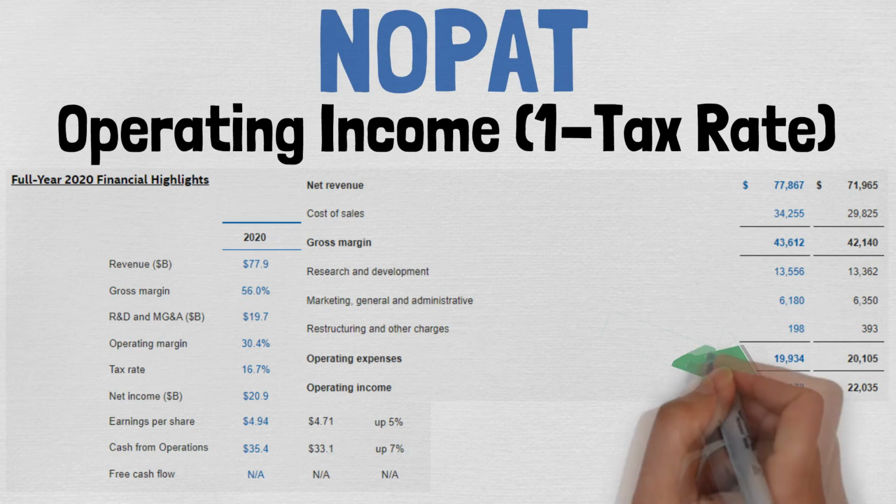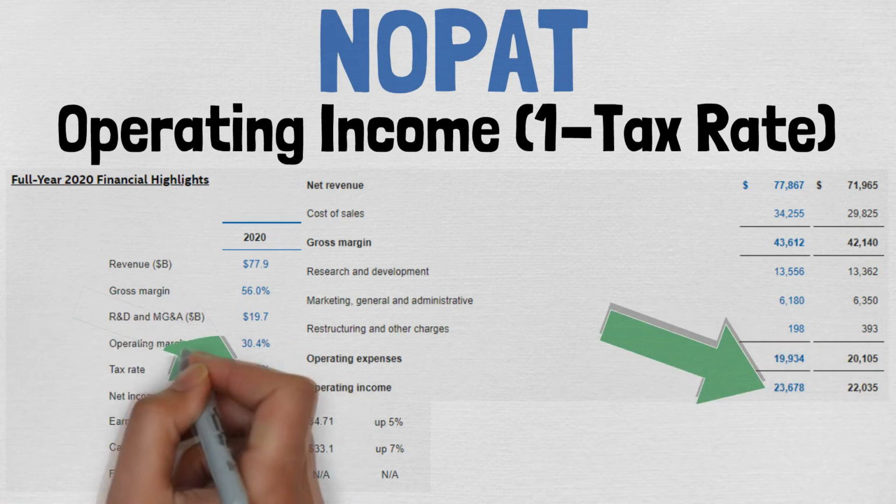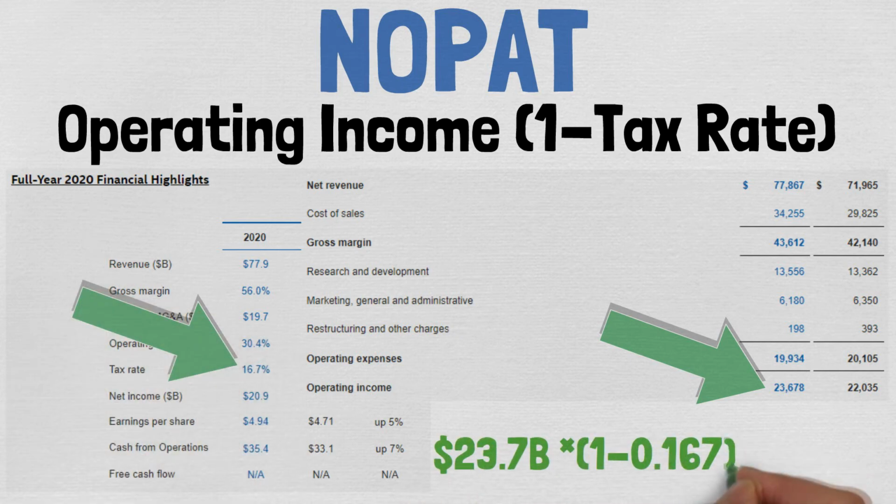For example, Intel's 2020 operating income was $23.7 billion and the 2020 effective tax rate for Intel was 16.7%. This means that the net operating profit after taxes was $19.7 billion.